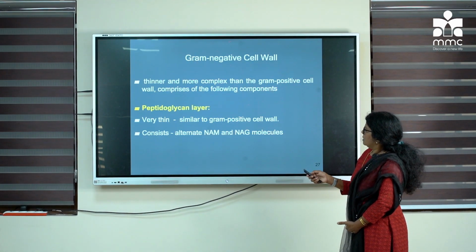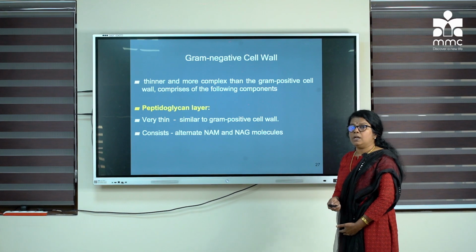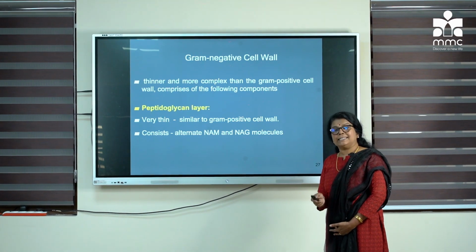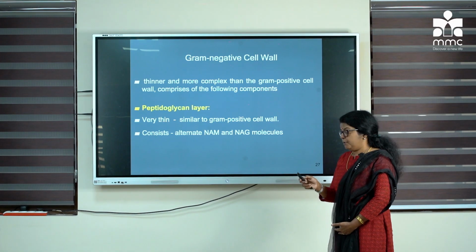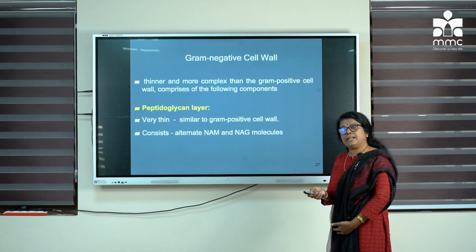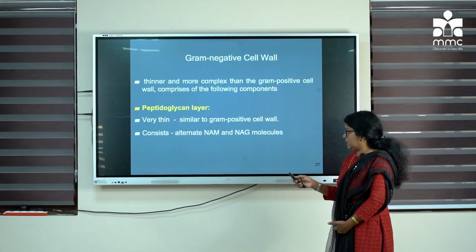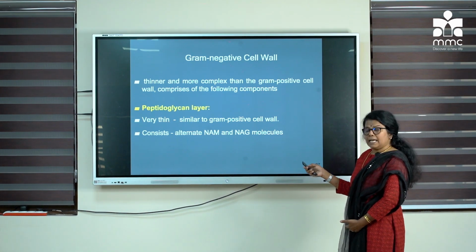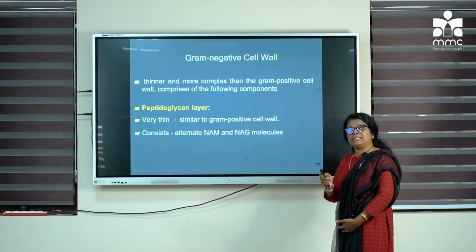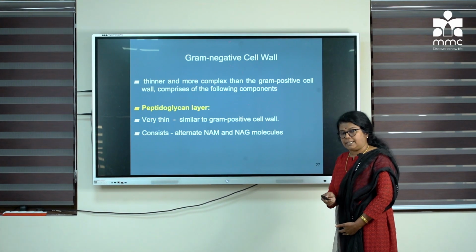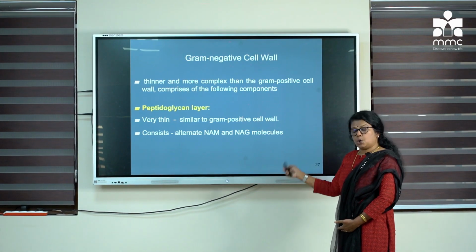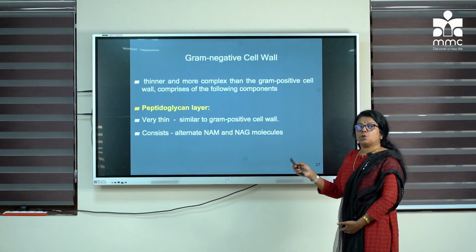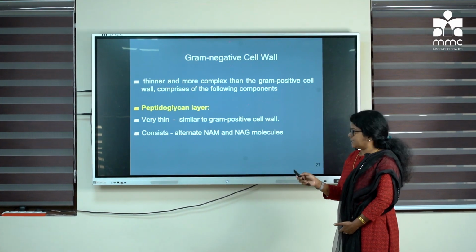Okay. Then coming to gram-negative cell wall. As I said earlier, this is thinner compared to gram-positive cell wall. And again it is made up of peptidoglycan as well as several amino acids and proteins. So peptidoglycan is similar to that which you can see in the case of gram-positive bacteria. It is made up of N-acetyl-muramic acid and N-acetyl-glucosamine moieties and cross-linked with the tetrapeptide side chains.